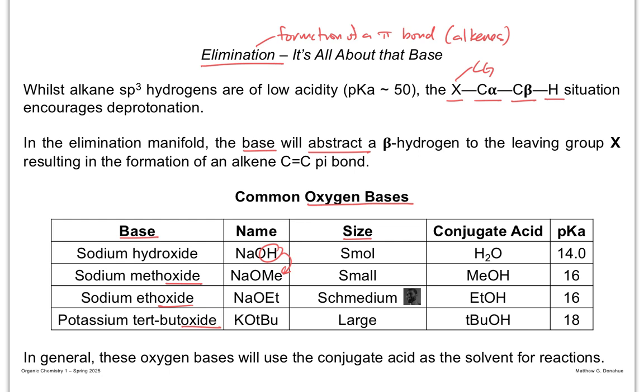So alkoxides, the negative charge is on oxygen, and as we go from methoxide to ethoxide to tert-butoxide, notice the size of the base increases. The pKa's all relatively fall within the same range, 16 plus or minus 2. And as I stated before, you can typically make them by taking the alcohol, so I'll designate the alcohol as R-OH.